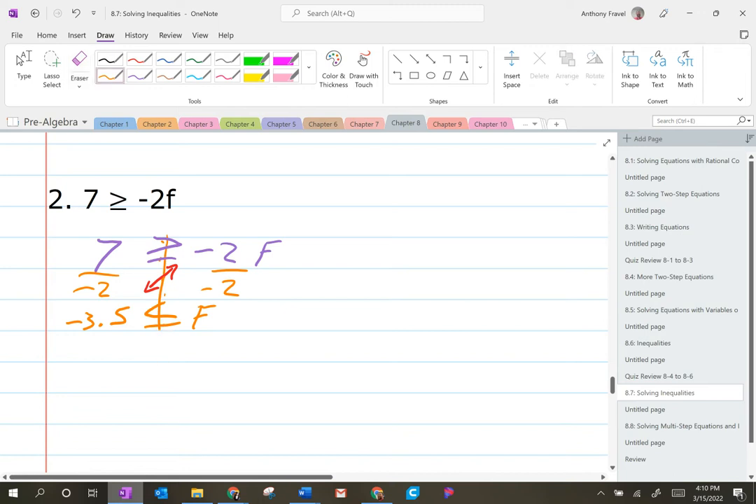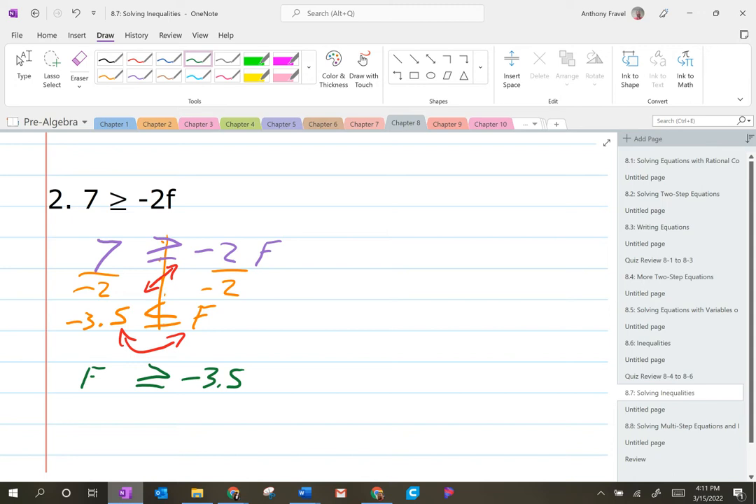Perfect. Now the last step, I want to get my variable on the left-hand side. So that means I have to switch all that stuff around. F used to be on the right. Now it's going to be on the left. I flipped it around, so my sign has to change. And then negative 3.5 used to be on the left. Now it's going to be on the right. I changed the order of everything, and I flipped the direction of that sign.